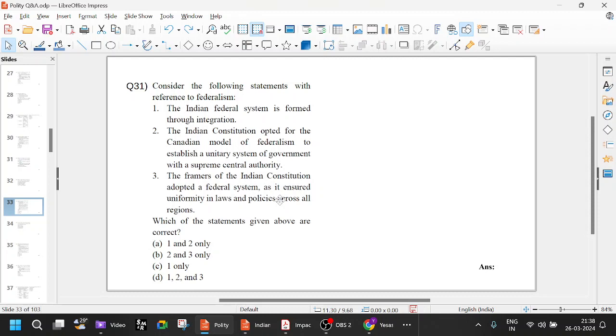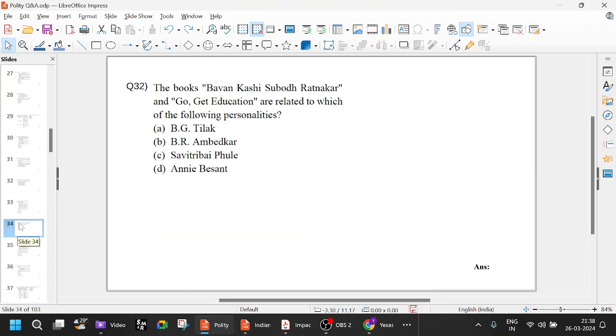So in that way, if you look at it, only the first statement is right. Right? The Indian federal system is formed through integration of princely states and all those things. So option C, one only, is the right answer. So only this is the right option. These two are wrong. Try to remember that. Okay.